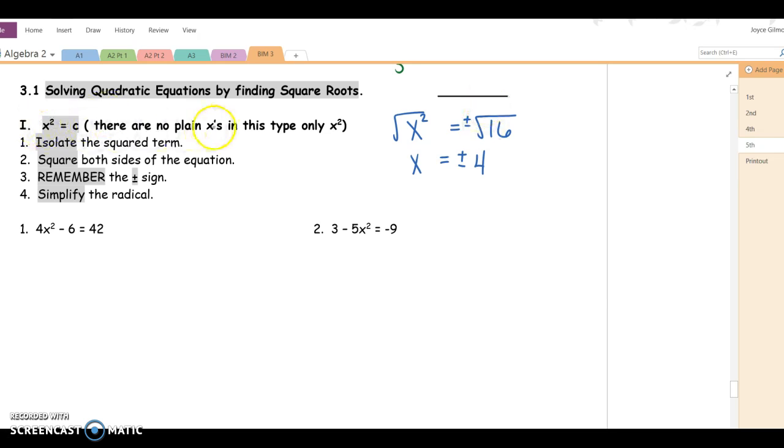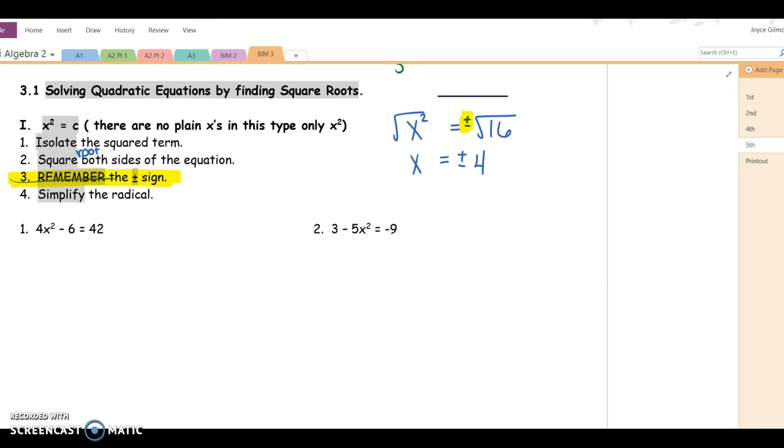So here are the steps. Get whatever is squared by itself. That's what isolate means. And then this should say square root both sides of the equation. This is the important thing. Remember the plus minus sign. So when you put a square root into an equation, you must put a plus minus in front of it.